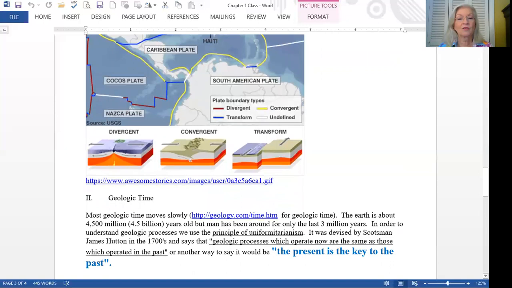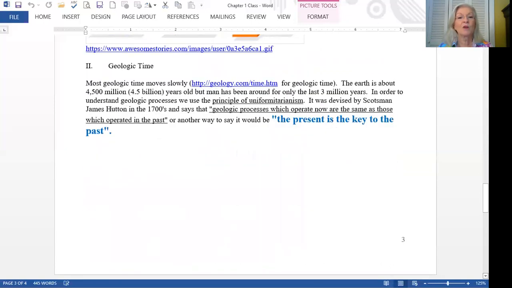All right. Geologic time. Most geologic time moves really slowly. We have a saying called the principle of uniformitarianism that says the present is the key to the past. We will look at that in some detail, but basically what we're saying is that if you look at the way a river flows now, that's the same way rivers moved 1,000 or 1,000,000 years ago. If you look at the way a rock breaks now, that's the same as the rock broke millions of years ago. So the present is the key to the past.